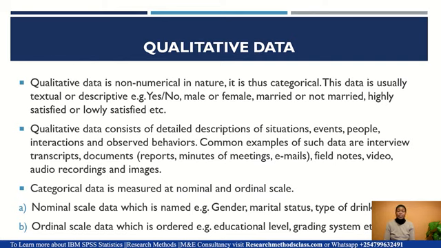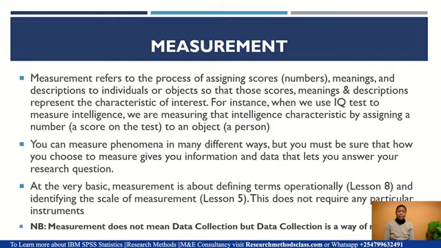Common examples of such data are interview transcripts, documents from reports or minutes or emails, field notes, video or audio recordings, and images such as photographs. Categorical data, which we have said is qualitative and non-numerical in nature, is measured at nominal and ordinal scale of measurement. We said that nominal is used to name, whereas ordinal is used to order, and the differences between the ranks are not equal. This we discussed in lesson 5.